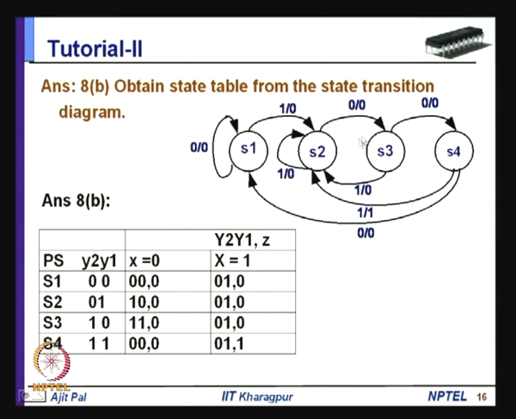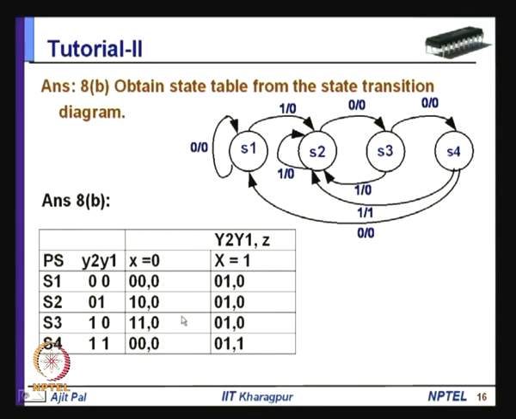Then when it is in S3, it goes to S2 if a 1 comes, and when 0 comes, it goes to S4. So, 1 1 is the code corresponding to state S4. Similarly, when the machine is in state S4, it can go to state S1 when a 0 comes, and when a 1 comes, it will go to state S2, that is 0 1 is the code for that, and however, here it will produce 1.